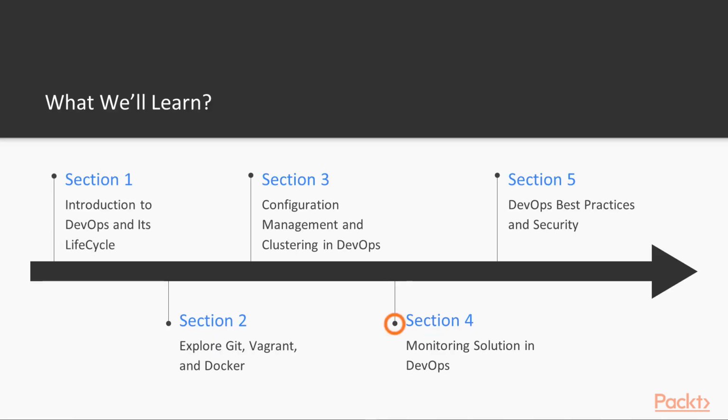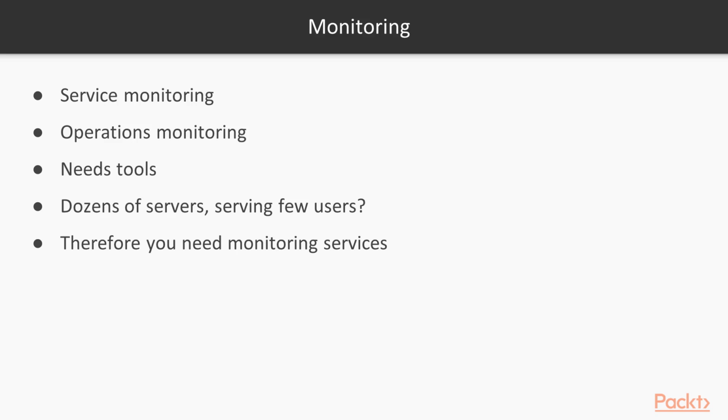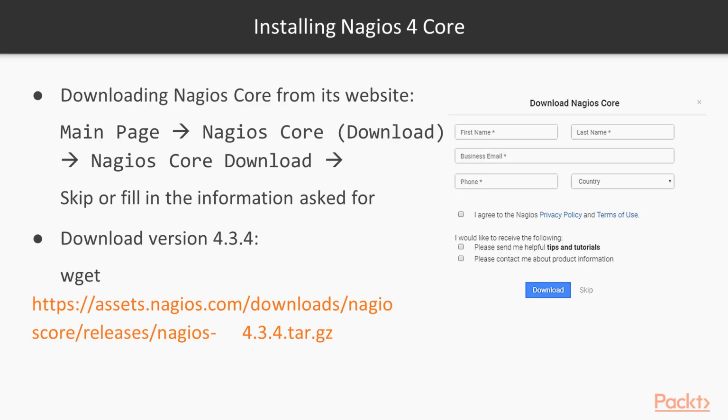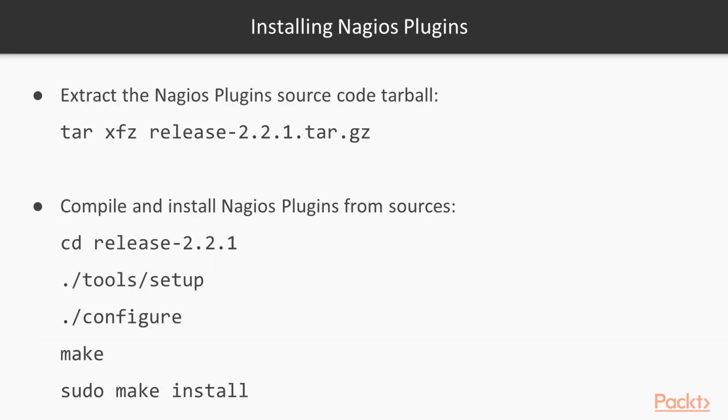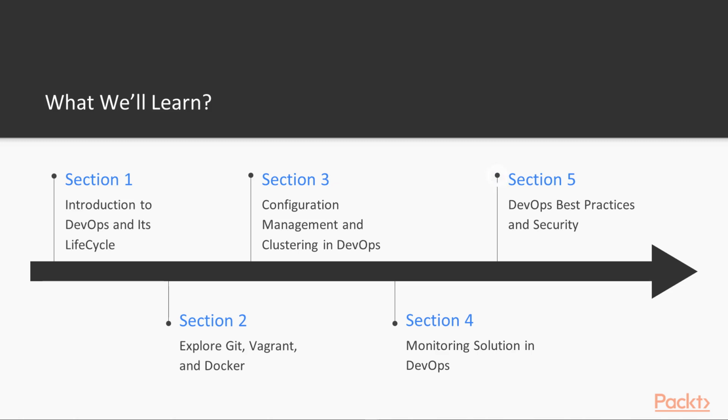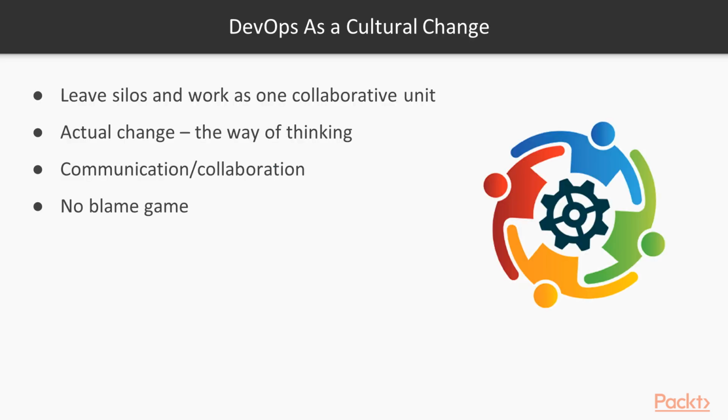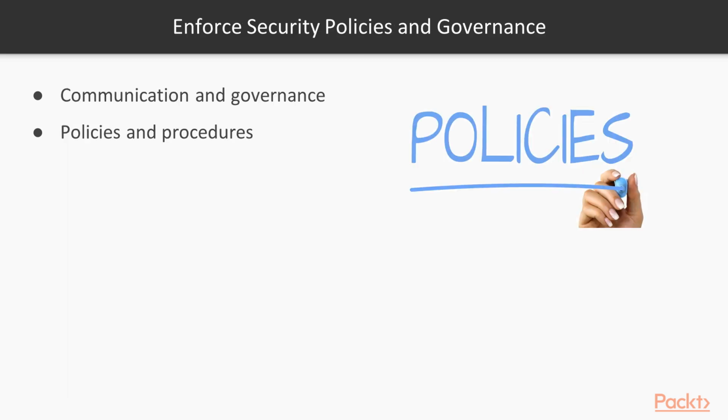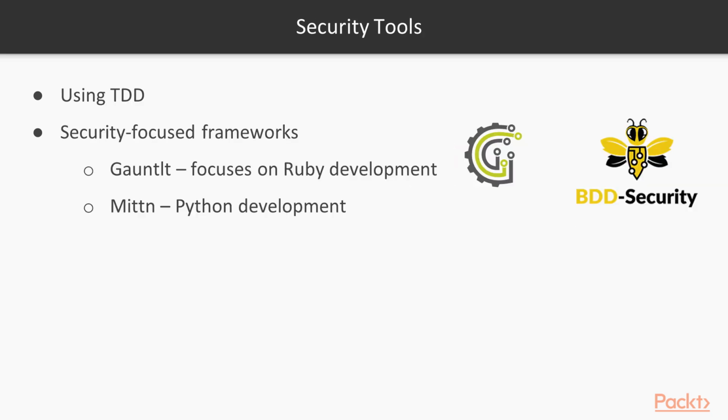In section number 4, you will learn about monitoring solutions you have in DevOps for your organization by exploring Monit and Nagios. You will learn about installation, configuration, and monitoring of your infrastructure using Nagios. Finally, section number 5. In this final section, you will learn about implementing DevOps best practices, which make a stable and effective DevOps environment in your organization. You will learn implementing security solutions and explore tools for enabling security checks in different phases of the DevOps lifecycle.